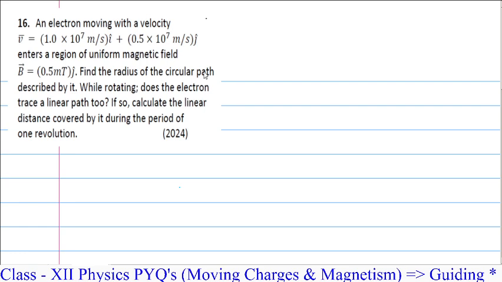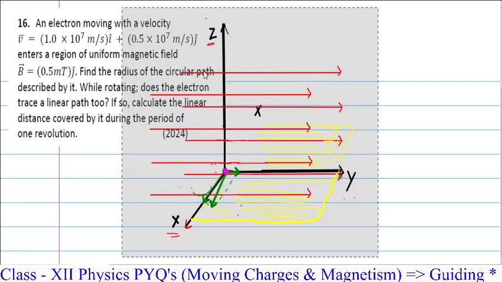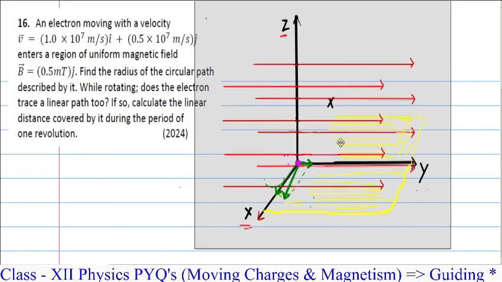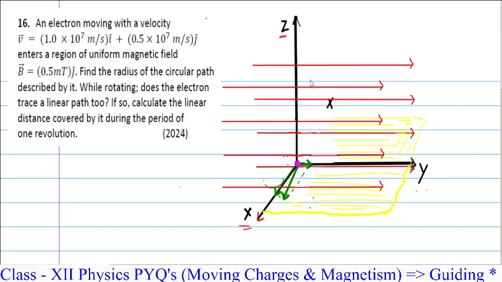So here in this particular case, before solving, let me draw a figure first, so that we can understand this clearly. Suppose this is the case. According to the given information, we have plotted a Cartesian coordinate system with three axes: x-axis, y-axis, and z-axis. The magnetic field given here, 0.5 millitesla, is directed along the y-axis. This is the direction of the magnetic field, along the y direction.